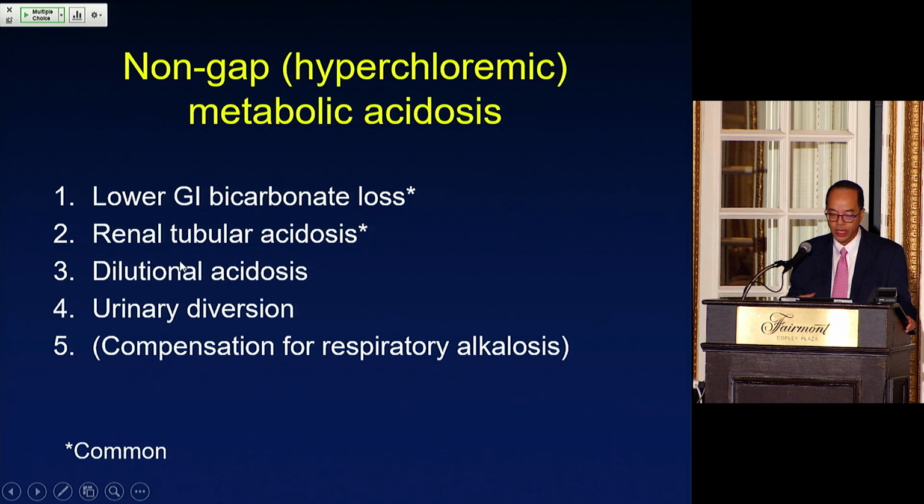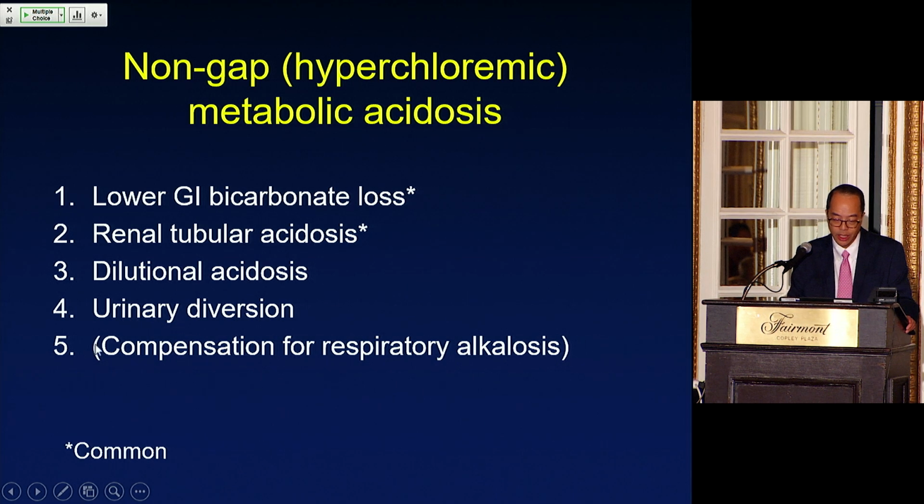So patients who are getting chloride-rich fluids like normal saline will dilute down their serum bicarbonate while maintaining their chloride and cause what is essentially a non-gap acidosis. This is becoming less common nowadays as more people, even on the medicine services, are using Ringer's solution and other so-called balanced salt solutions. Urinary diversion, I think I have a slide talking about that.